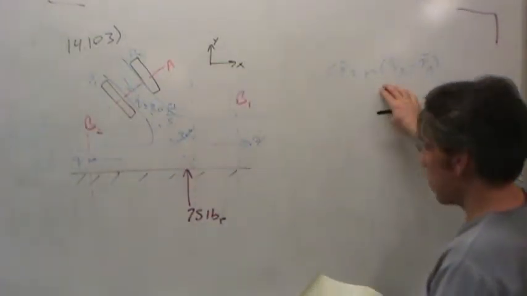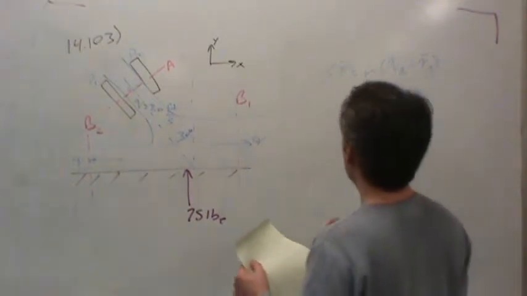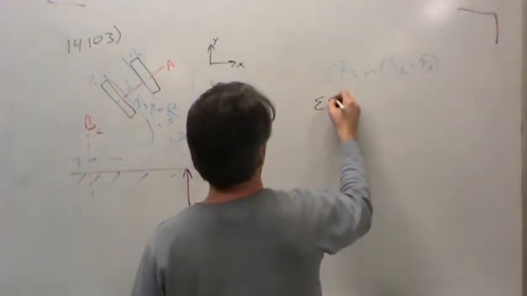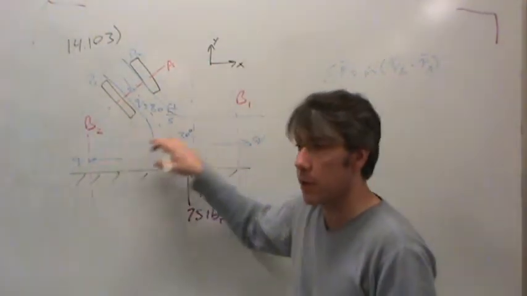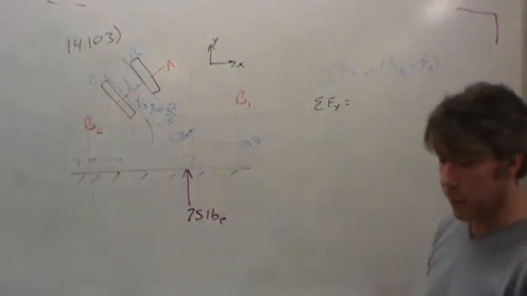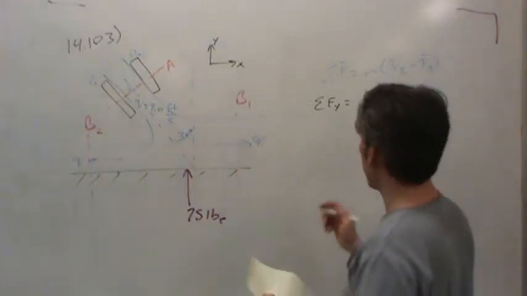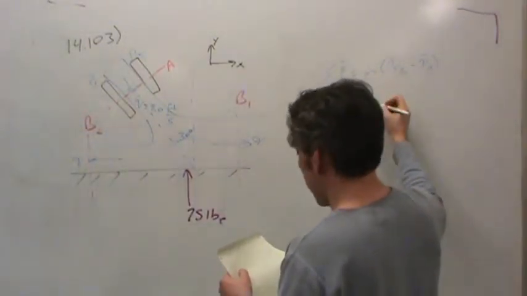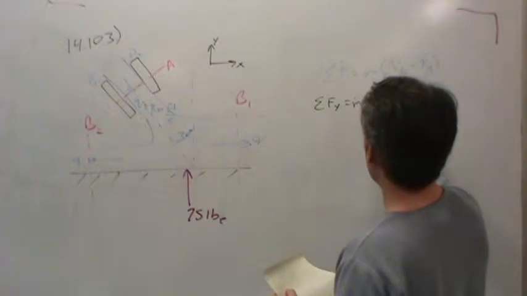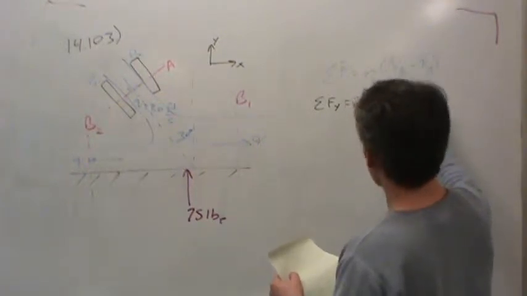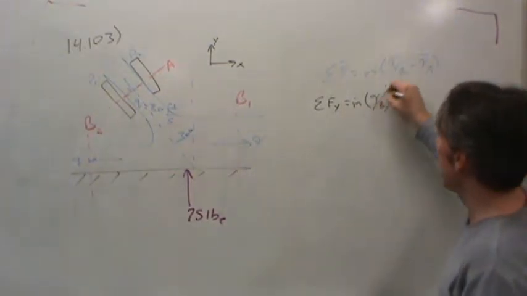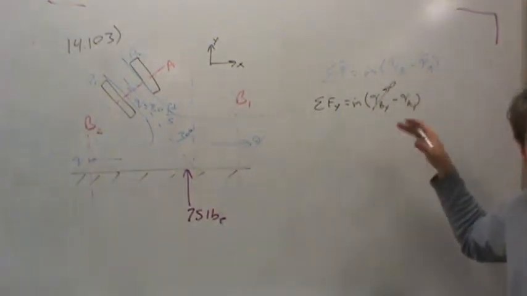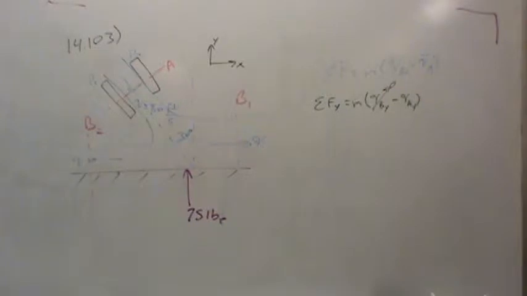So let's start with this equation and see what we can do with it. First of all, since it's easiest, let's sum forces in the Y direction. That way we don't have to deal with the X direction yet, which is going to be a little trickier. Summing forces in the Y direction would have the mass flow rate multiplied by the velocity at B in the Y direction less the velocity at A in the Y direction. We have two different B's, but both of them have zero velocity in the Y direction, so we get to cross that off and not worry about it too much.